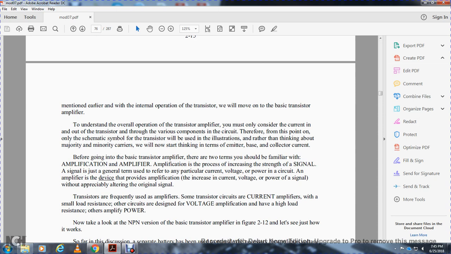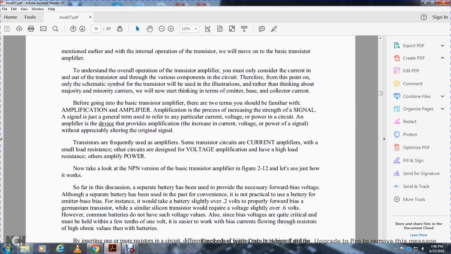Before going into the basic transistor amplifier, you should be familiar with two terms: amplification and amplifier. Amplification is the process of increasing the strength of a signal. A signal is a general term that usually refers to a particular current, voltage, or power. Any amplifier device provides amplification to increase the current, voltage, or power of the signal without appreciably altering the original signal. Transistors are frequently used as amplifiers, such as circuits designed as current amplifiers with the same load resistance. Other circuits are designed for voltage amplification, and others amplify power. Now take a look at the negative, positive, negative version of the basic transistor amplifier, figure 2-12.